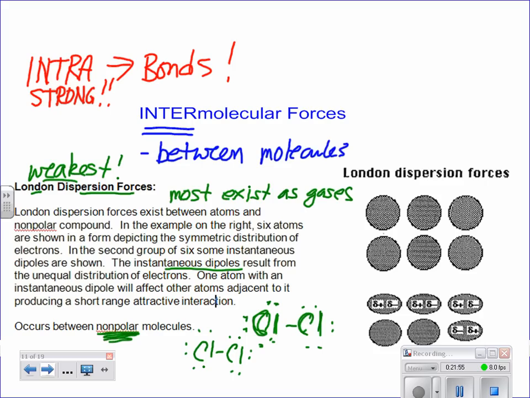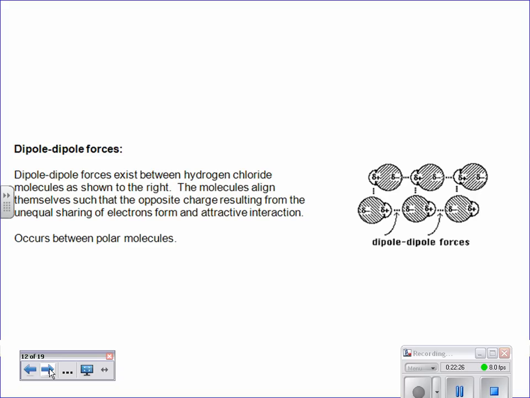This could be, I could do something like neon, and we could see that neon hanging out next to another neon. Well, there's no great attraction between those guys. So noble gases, a lot of our diatomics would be examples. Those are all going to be nonpolar. And so, therefore, we would expect them to just have dispersion forces holding them together and be very weak, and they exist as gases. Okay, then we move on to dipole-dipole.